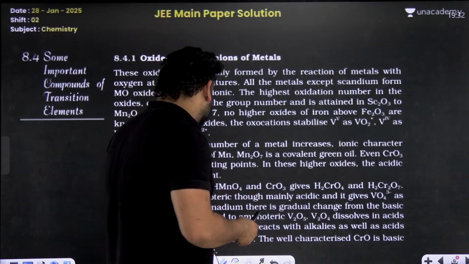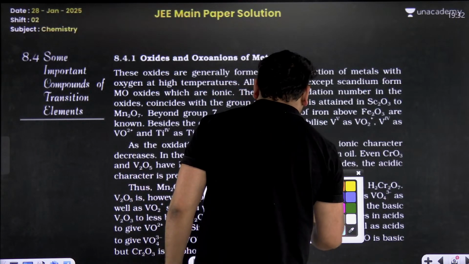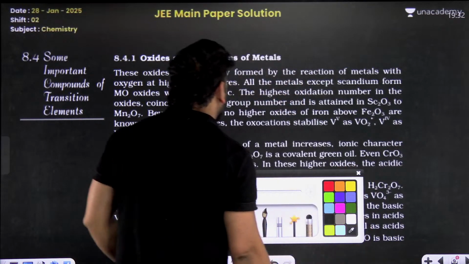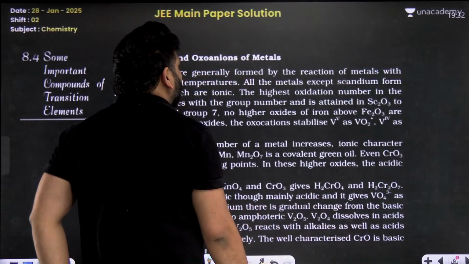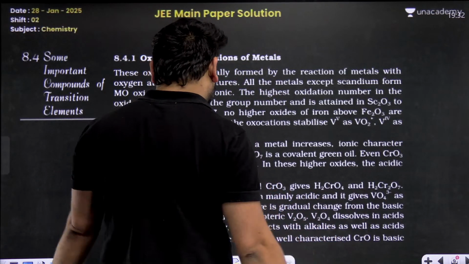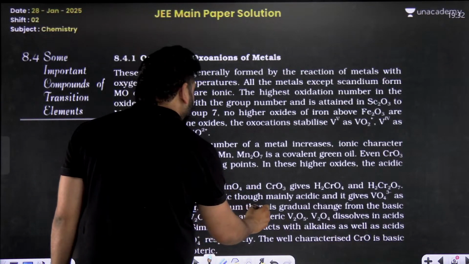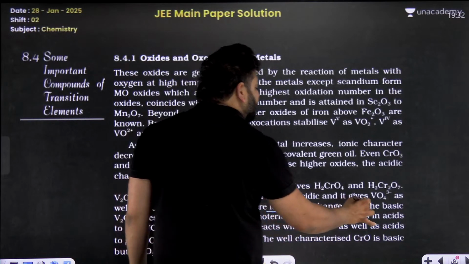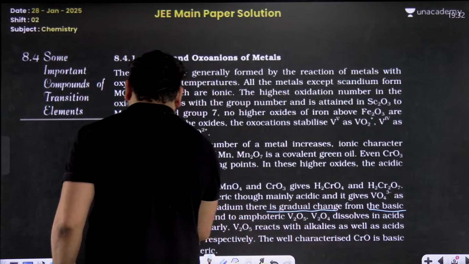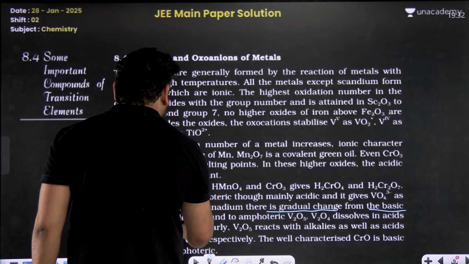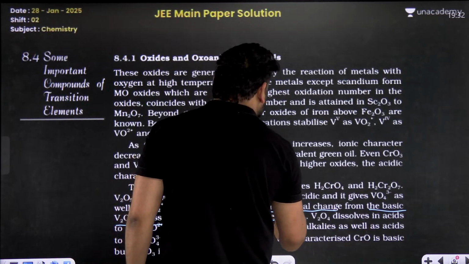Now let us read this example. What has been written here? Let us read it out. So vanadium we were talking about, right guys? In vanadium, there is a gradual change from the basic oxide V2O3 to the less basic V2O4, and then we have the amphoteric oxide V2O5.